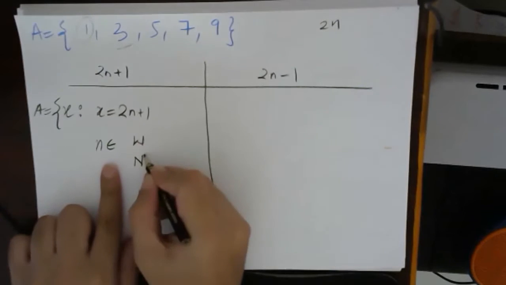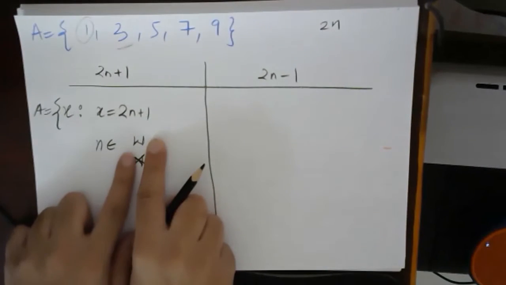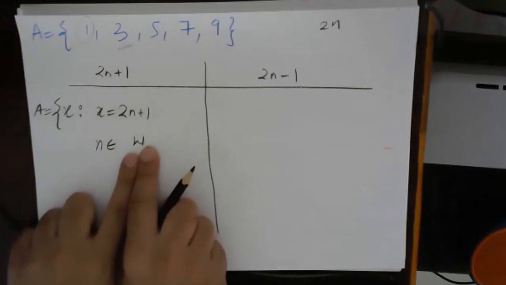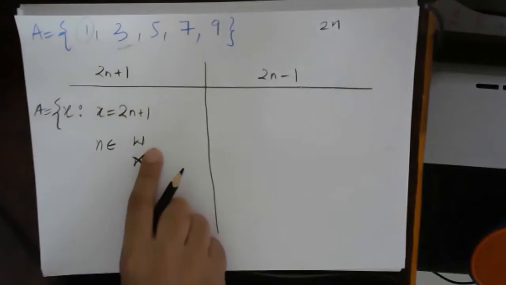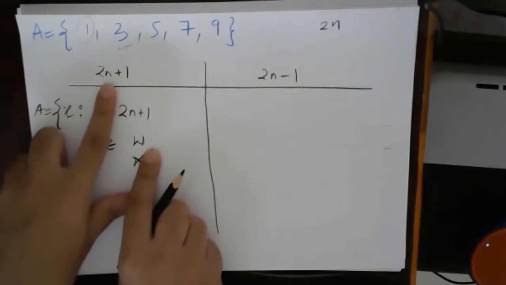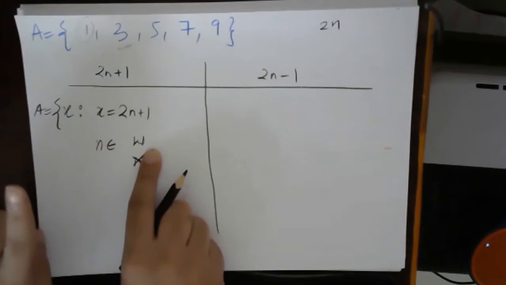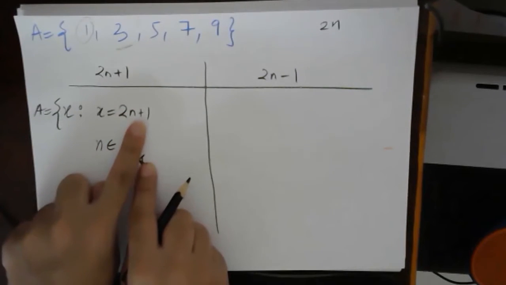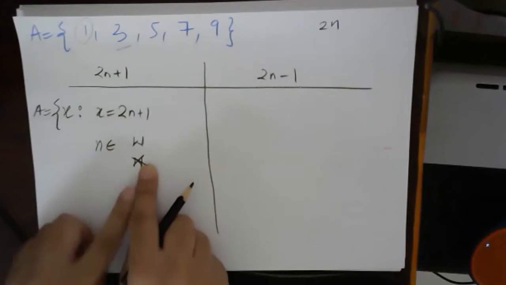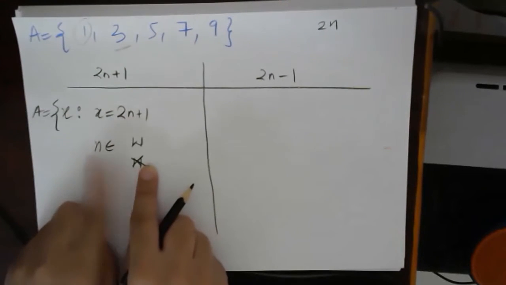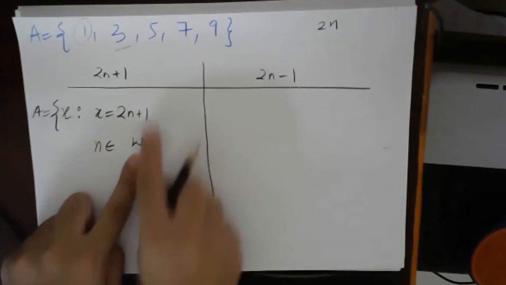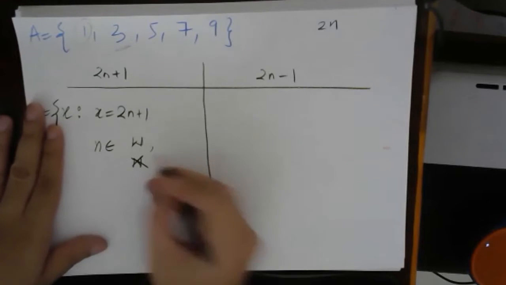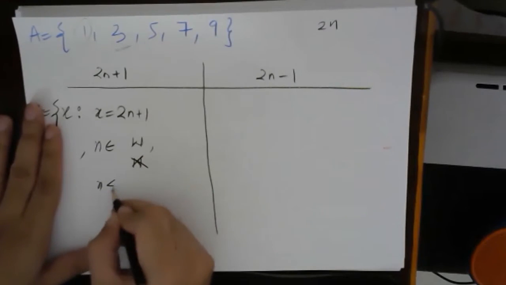So that means we have to take n belonging to whole number. Whole number means starting from 0. So n will take first value 0. If I substitute 0 in 2n plus 1, you will get 1. Then n is equal to 1, you will get 3. Then n equals 2 gives 5, then n equals 3 gives 7. When n is equal to 4, 2 fours are 8, plus 1 is 9. So that means the maximum value n can take, n is less than or equal to 4.